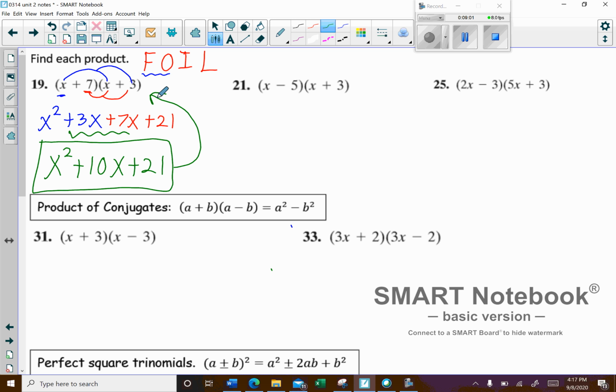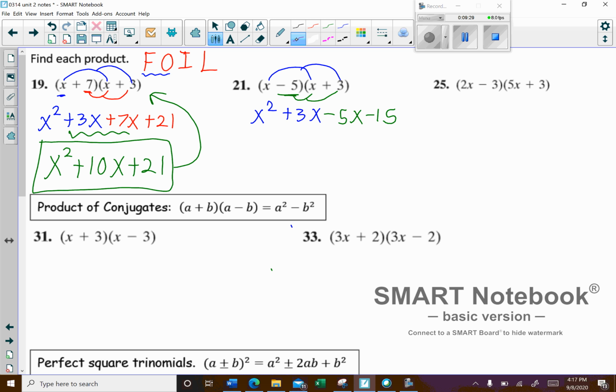Okay, so for our next one here, we're going to multiply the x by both of these. So we're going to get an x squared and a plus 3x. And then we multiply. Now be careful, you're multiplying the minus 5, so you got to take the sign with it. So negative 5 times x is negative 5x or minus 5x. And then now you're going to multiply the minus 5 by the positive 3, so that'll be a minus 15.